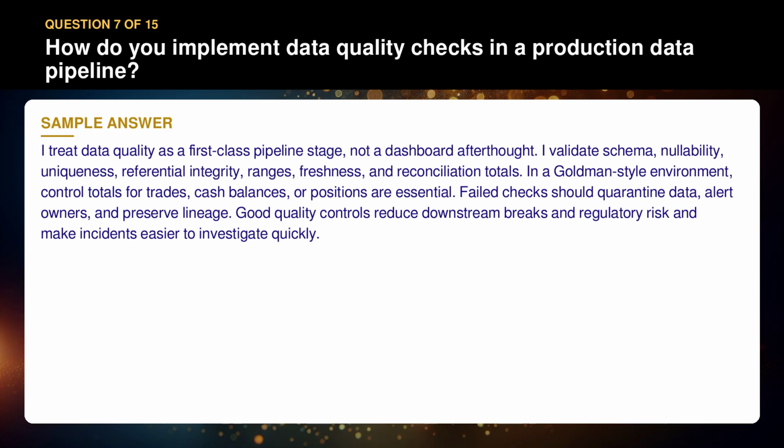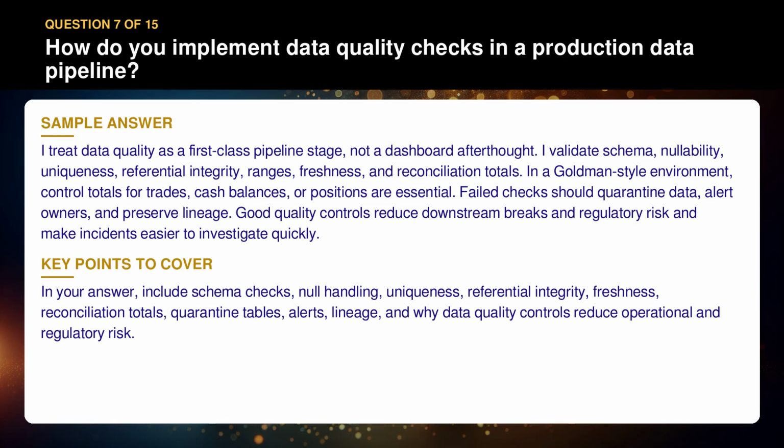In a Goldman-style environment, control totals for trades, cash balances, or positions are essential. Failed checks should quarantine data, alert owners, and preserve lineage. Good quality controls reduce downstream breaks and regulatory risk, and make incidents easier to investigate quickly.